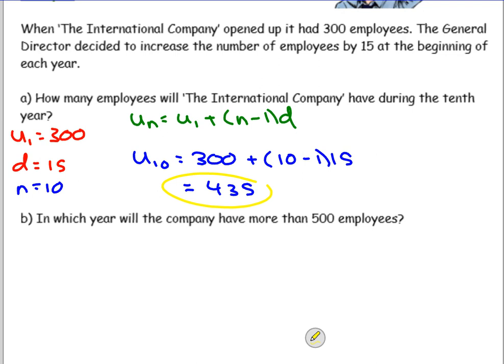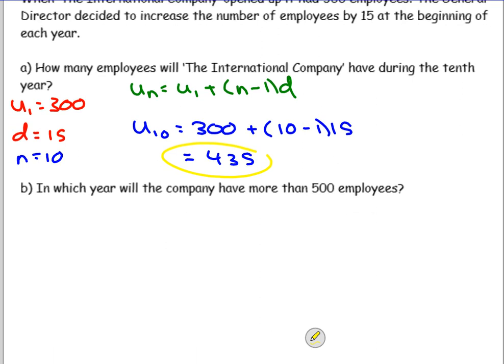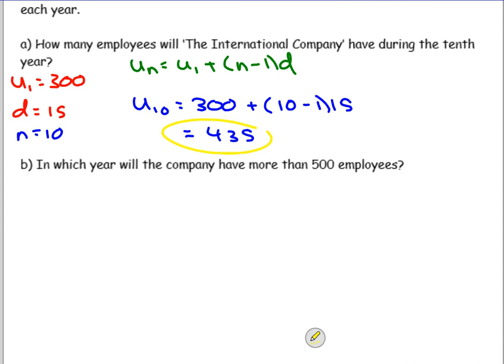And B, in which year will the company have more than 500 employees? What variable are they asking us to calculate from here? n, yeah, they want to know the n. U of 1 and d are just the same, so if you want to write them out again, you can. If you don't want to, because they're already written down, no problem. What's our U of n? 500, good. So we're going to have to just solve for n.